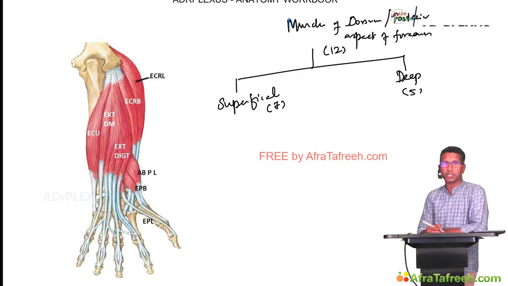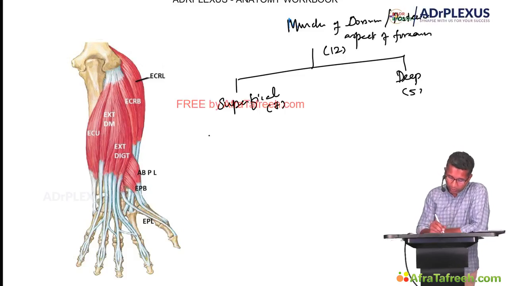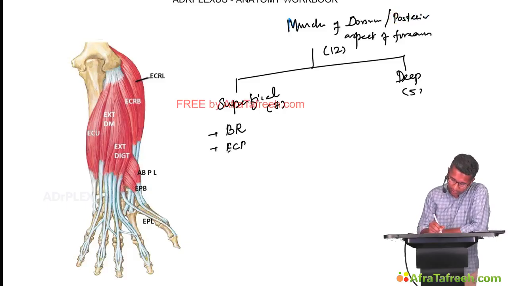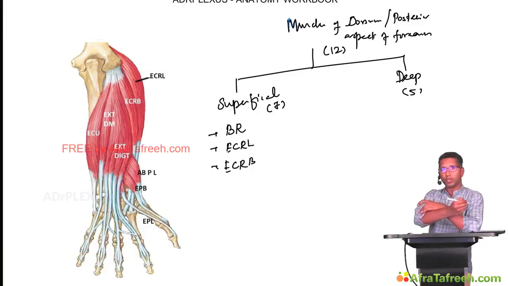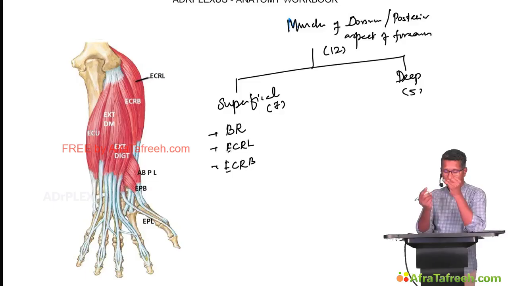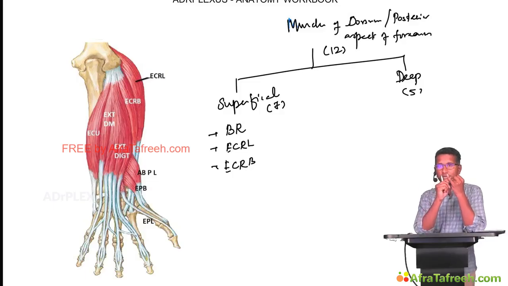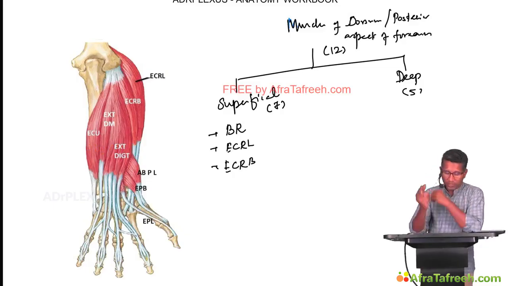So what are the muscles which are seen in the superficial group? The first muscle is brachioradialis. The next muscle is extensor carpi radialis longus. The next muscle is extensor carpi radialis brevis. Clear? So you have three muscles which form the lateral bulk of your forearm: brachioradialis, extensor carpi radialis longus, and extensor carpi radialis brevis.